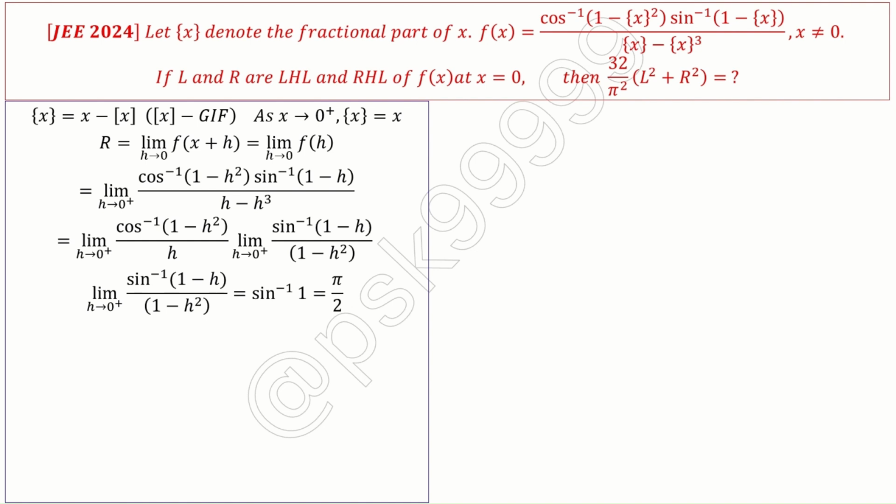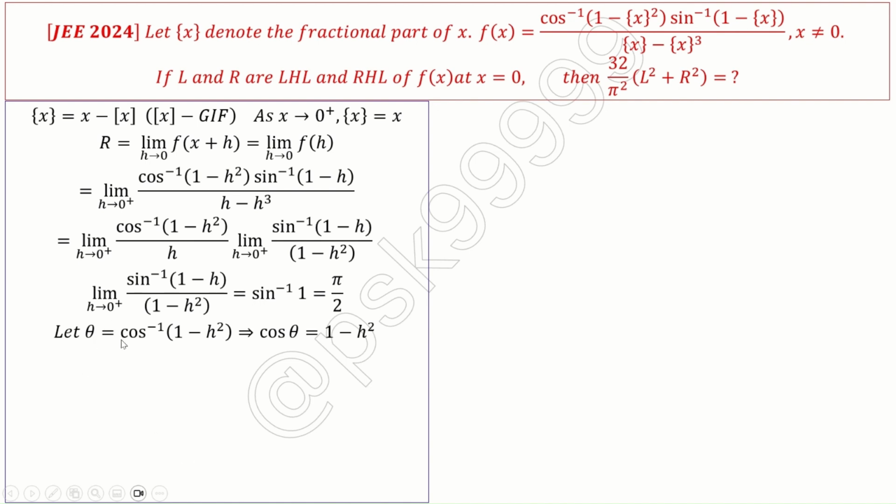Okay, so this one is simple. This is nothing but sin inverse of 1. If I substitute h equal to 0, this is what I'll get, sin inverse of 1, which is nothing but pi by 2. So the partial limit is fine. So I need to find the limit of cos inverse of 1 minus h square, by h. Correct. So let's see how to do this.